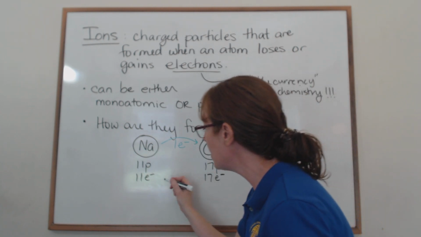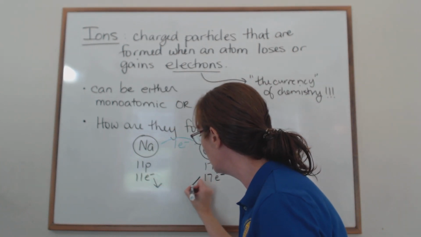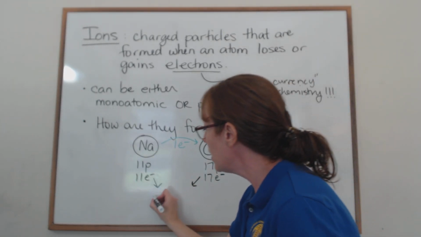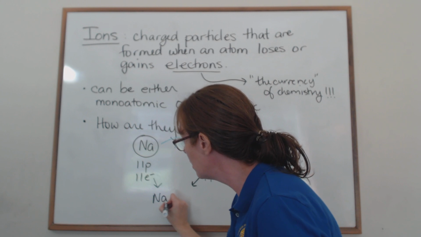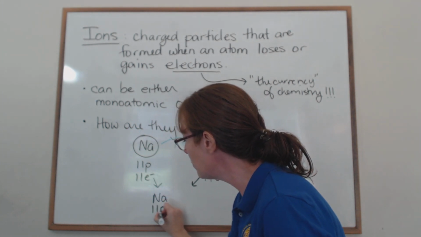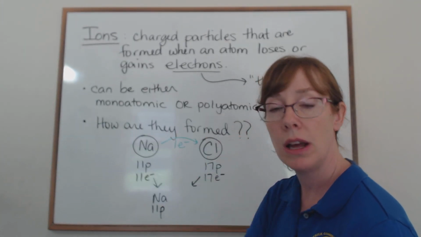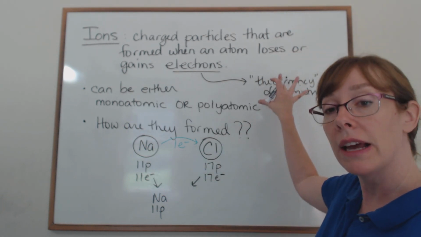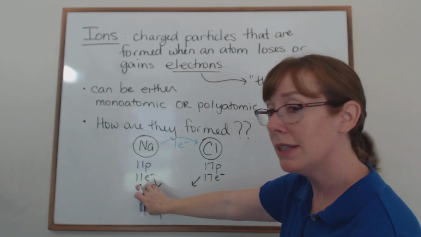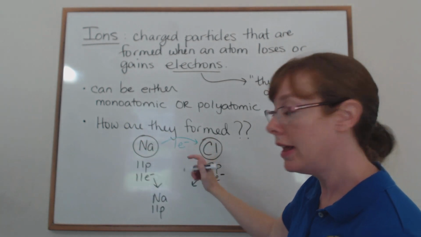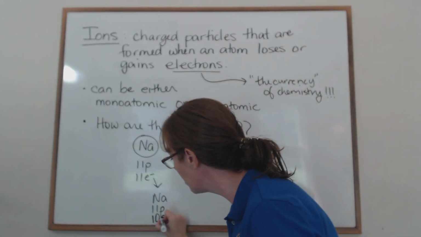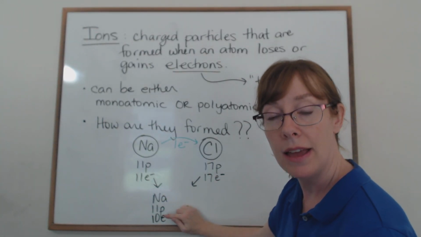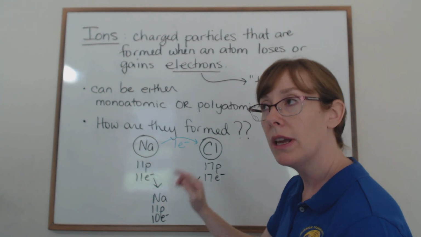Let's think about what happens as a result of that transfer. The sodium still has 11 protons, because remember, the protons are safely in the nucleus. They do not leave anywhere. They don't come and go. They're not a currency like electrons are. However, he used to have 11 electrons, but now one is gone. He now has 10.